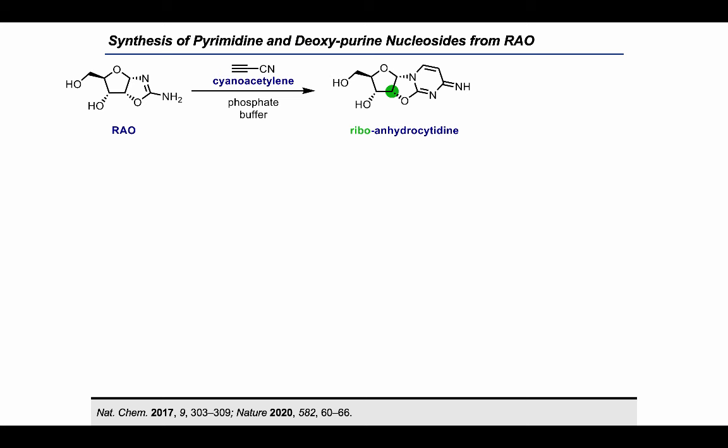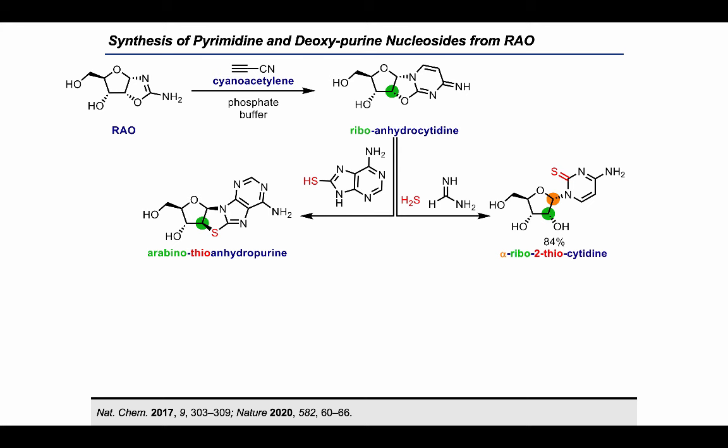In essence, they found that riboanhydrocytidine could react with sulfur nucleophiles, yielding either thiocytidine or thioanhydropurines. The thioanhydropurine formed is arabino, but importantly, there is a labile C-S bond at C2'. This means that reduction of this thioanhydropurine would afford a deoxyadenosine in its natural form as the beta anomer. The authors found that photochemical reduction of the thioanhydropurine in the presence of bisulfite could do just this.